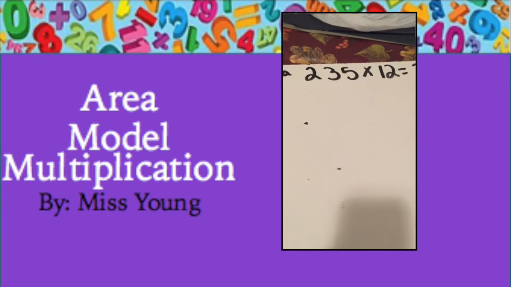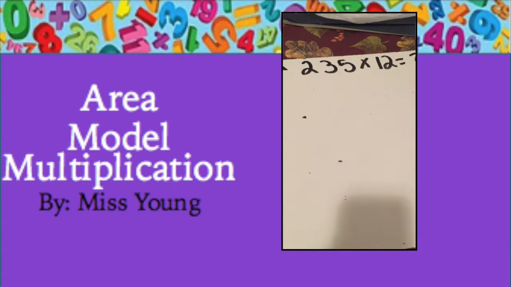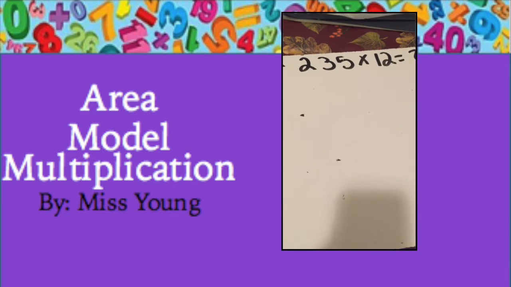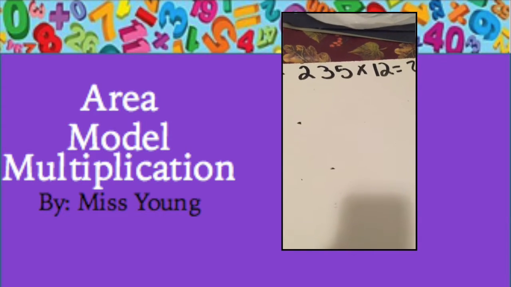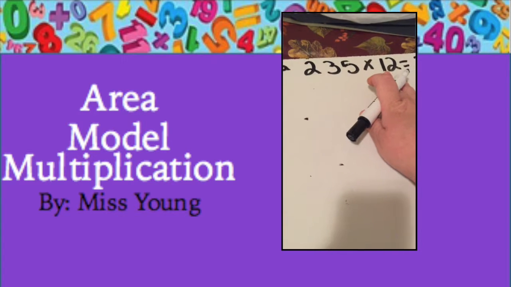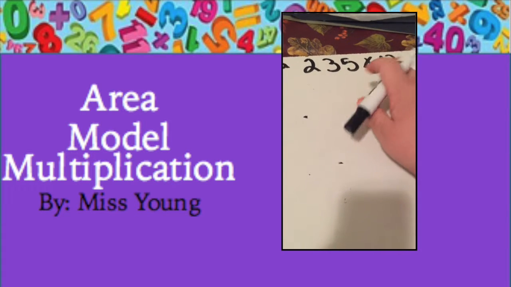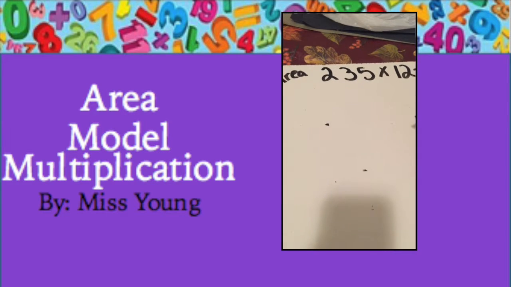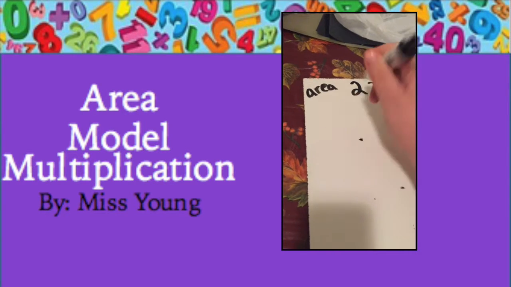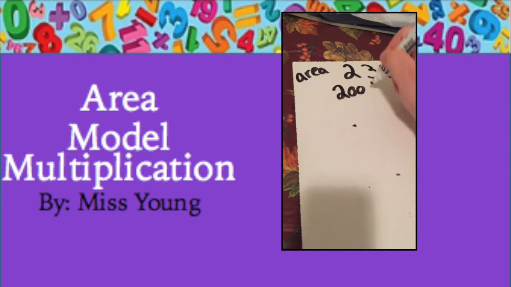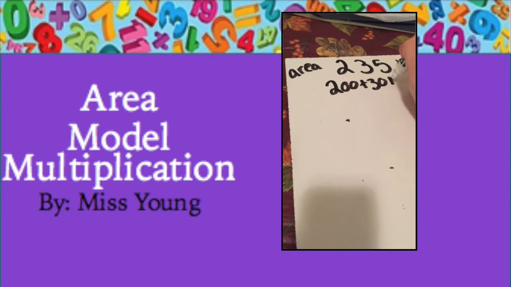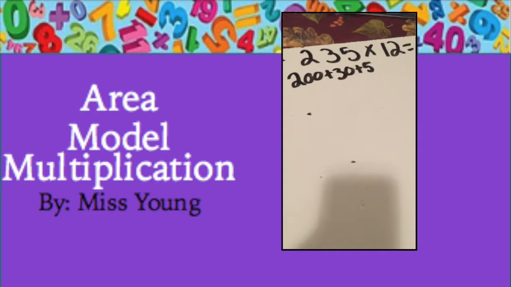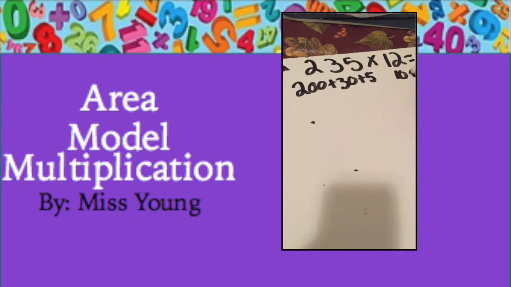And area is essentially that adding repeatedly that we just did in a larger scale. So the first step is to break down these numbers into manageable chunks. So the way we do that is we write each factor into expanded form. So 200 plus 30 plus 5, and then 10 plus 2.